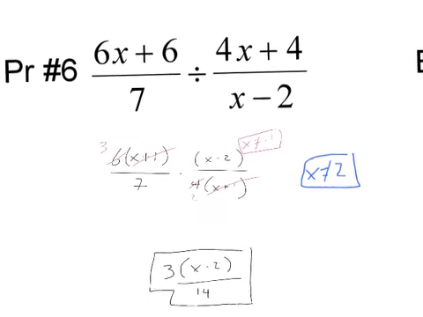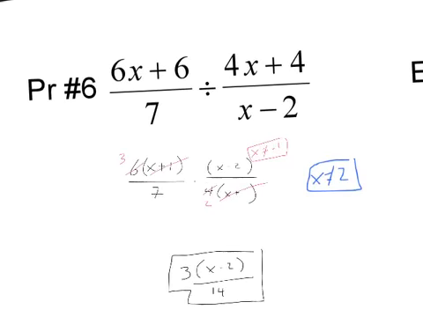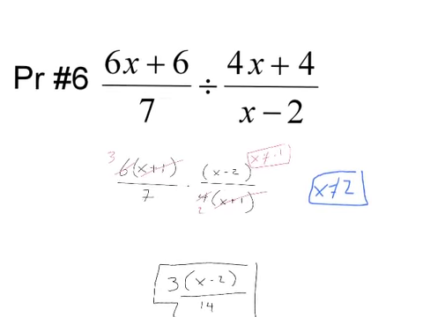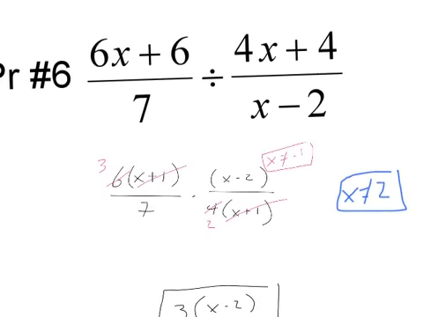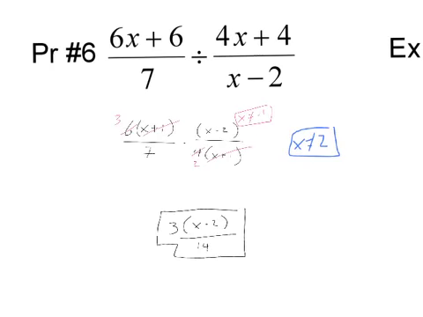Okay, so a couple of things here. I rewrote it as factored 6x plus 1 over 7, and then I put the x minus 2 on top and the 4 times x plus 1 on the bottom. And then I marked my restrictions, so obviously x cannot equal negative 1, but we also have to mark the restrictions of the previous denominator, so x cannot equal 2 either. And then we could cancel some stuff out, and we were just left with 3 times x minus 2 over 14. Okay.